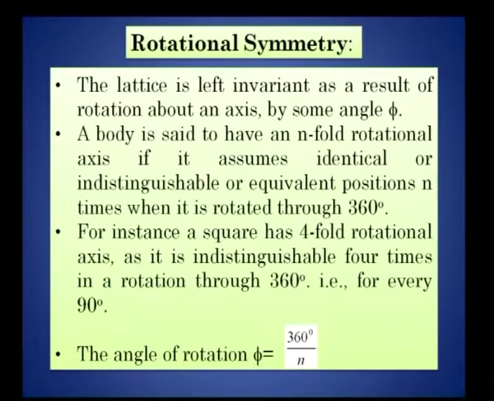For instance, a square has a 4-fold rotational axis, or the fold of rotation for a square is 4. What does that mean? When you rotate a square through 90 degrees, what is 360 by 90? It is 4. It has 4-fold rotation, meaning 360 by 4 is 90 degrees, right. So, the angle of rotation is given by 360 degrees by n, where n is the foldness of rotation. If it is a square, it has a 4-fold rotation.